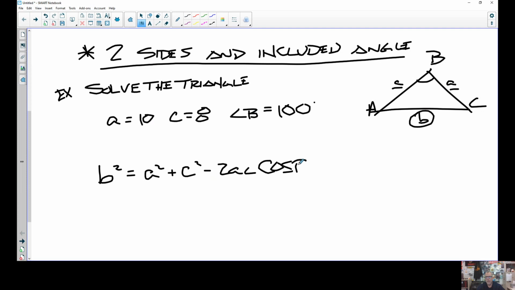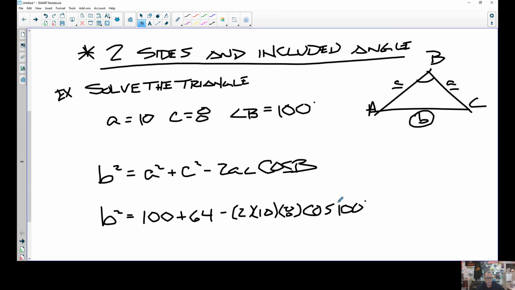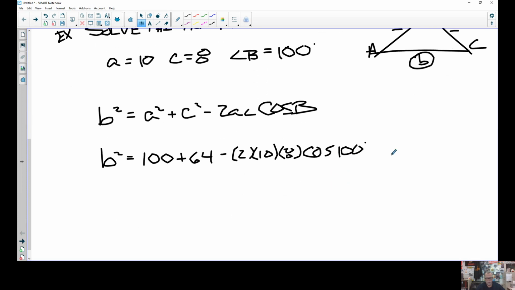So cosine B. Now let's plug in what we know. B squared equals A squared, which is 10 squared, so that's 100, plus C squared, which is 64, that's 8 squared, minus 2 times A, which is 10, times C, which is 8, times the cosine of 100 degrees. Now, when I put this in the calculator, again, just being paranoid because I want to make sure I do this properly and not have to worry about the right syntax, first we're going to be doing a cosine, so I'm going to check that I'm in degree mode. And once I have that, I'm going to do cosine of 100 degrees and hit enter.